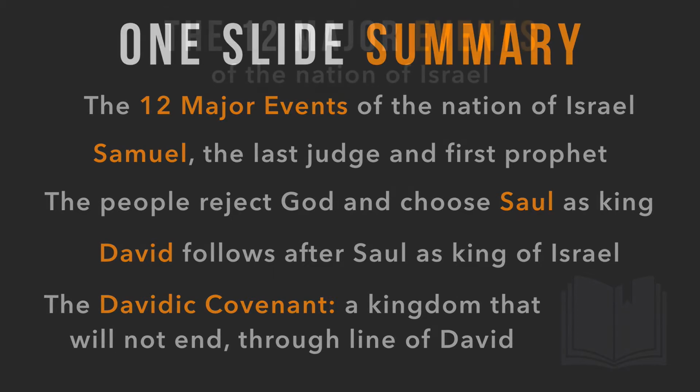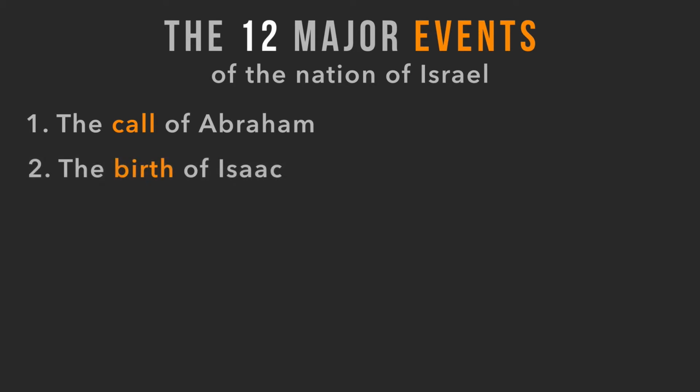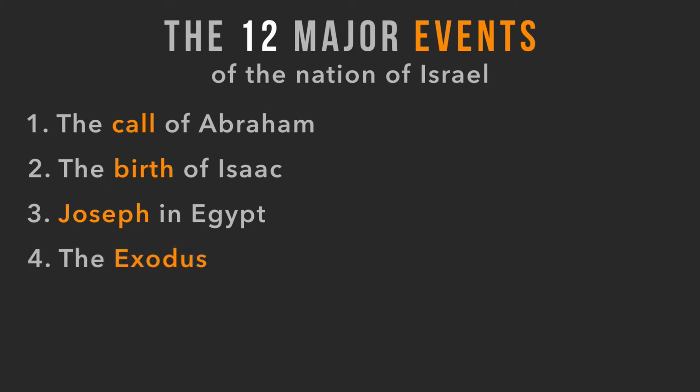But let's review the 12 major events of the nation of Israel real quick as we get into Module 2. So the first event that really started off the nation of Israel was the call of Abraham. And the event that followed that got it really moving was the miracle child, the birth of Isaac. So event 3 is Joseph in Egypt. Number 4 is the Exodus.